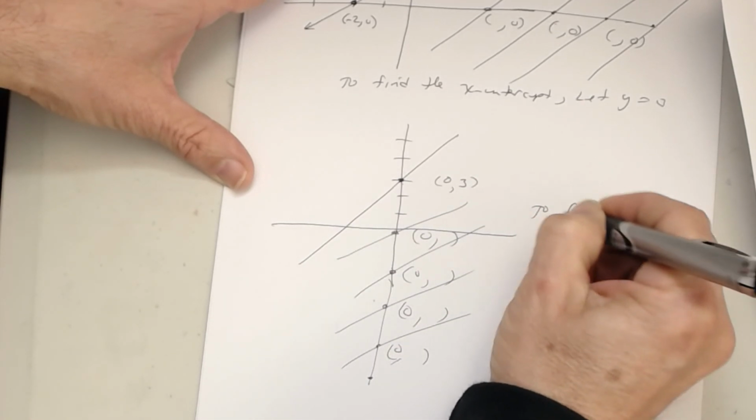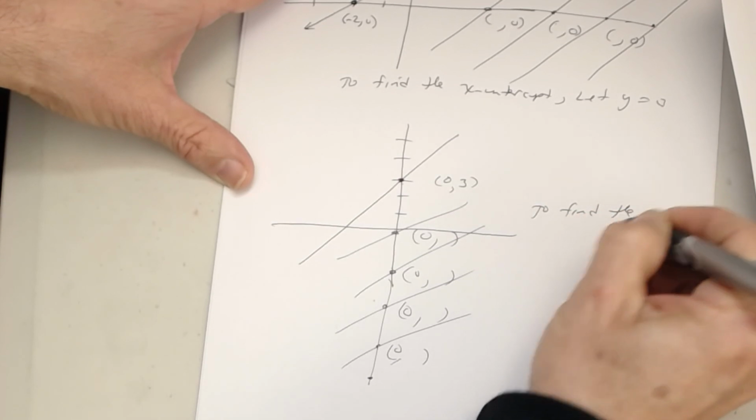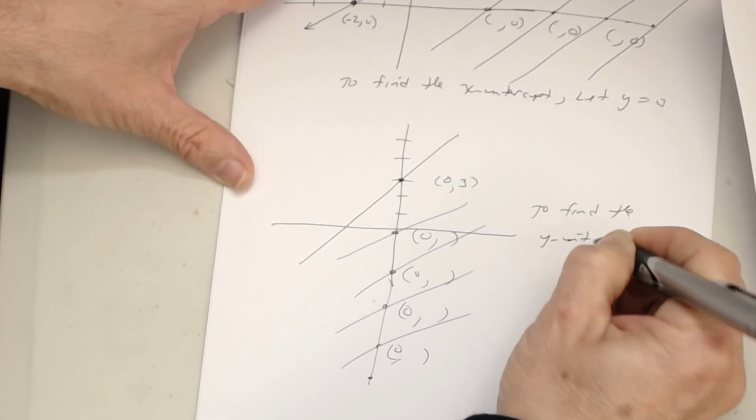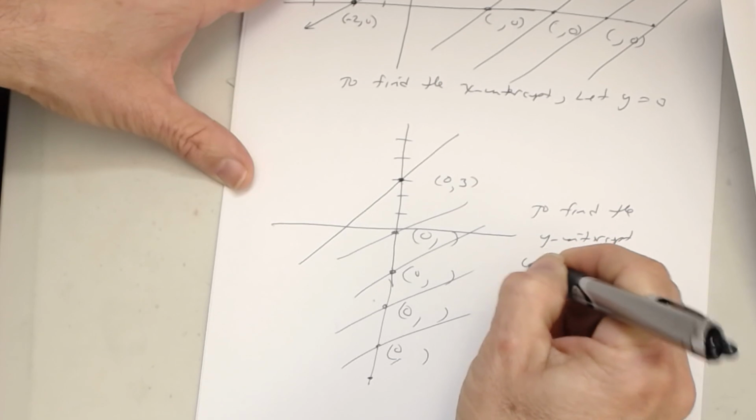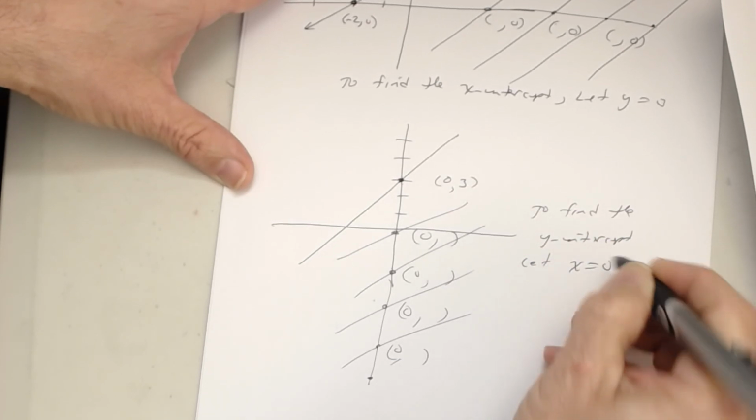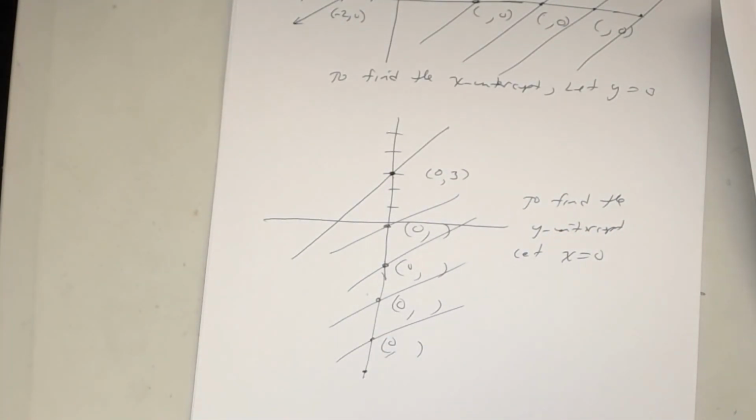So to find the y-intercept, you're going to let x equal 0. To find the y-intercept, you let x equal 0. All right, so to find the x-intercept, you let y equal 0. To find the y-intercept, you let x equal 0.